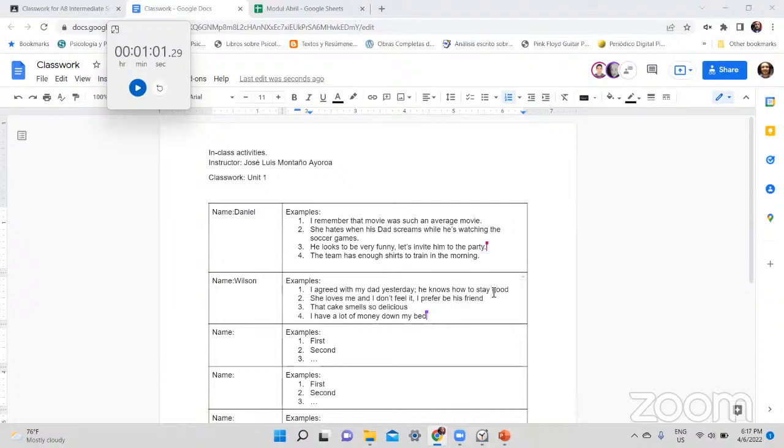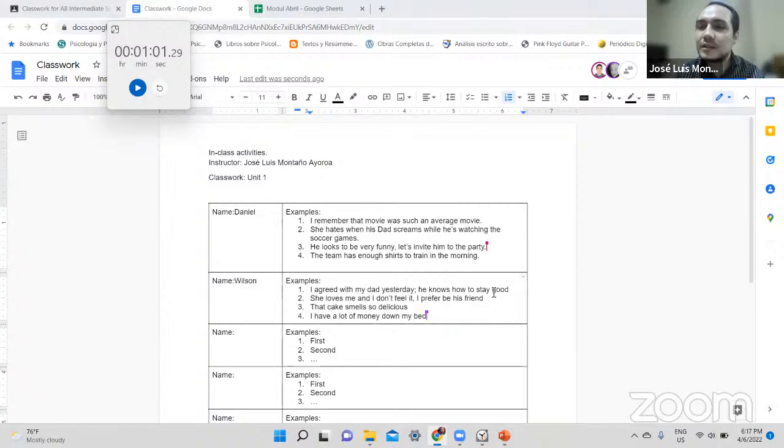calm. Yeah, I think that's going to be better because if you say stay good, it's a little bit weird because you can say stay well, but also it's better if you say stay calm or to keep calm. I think that's better, Wilson. Yes. To stay calm or to keep calm, it's going to be better for that context. Okay, work on that correction. It's very short. In the next one, he loves me and I don't feel it.